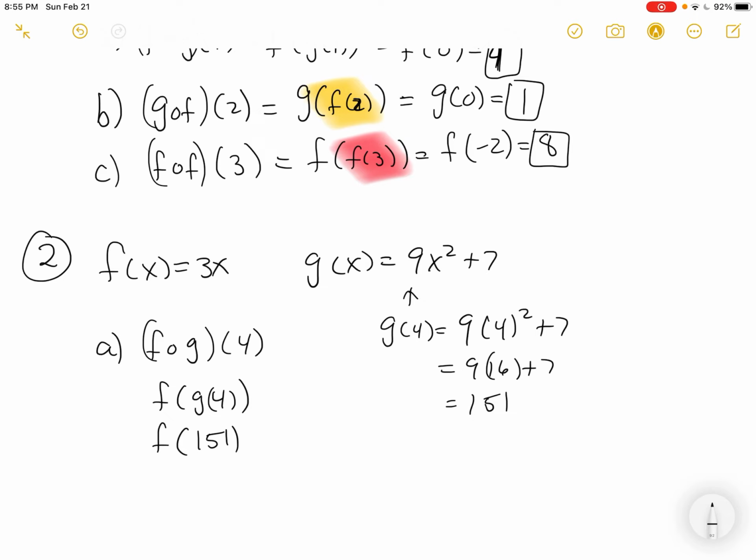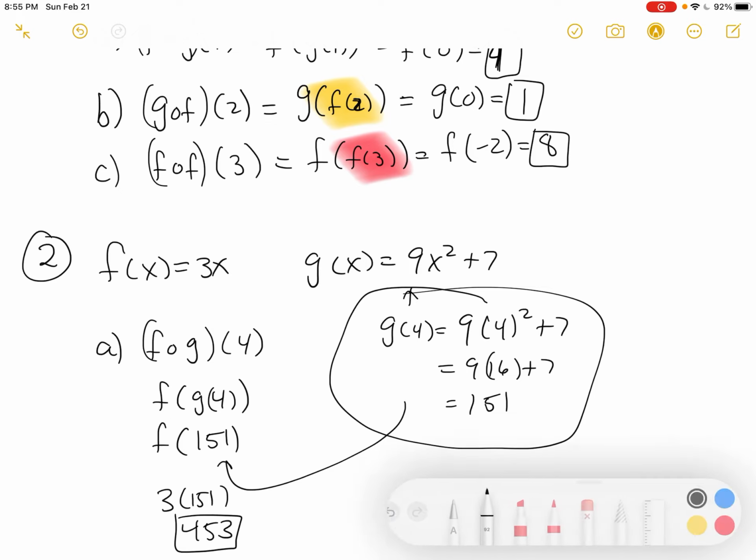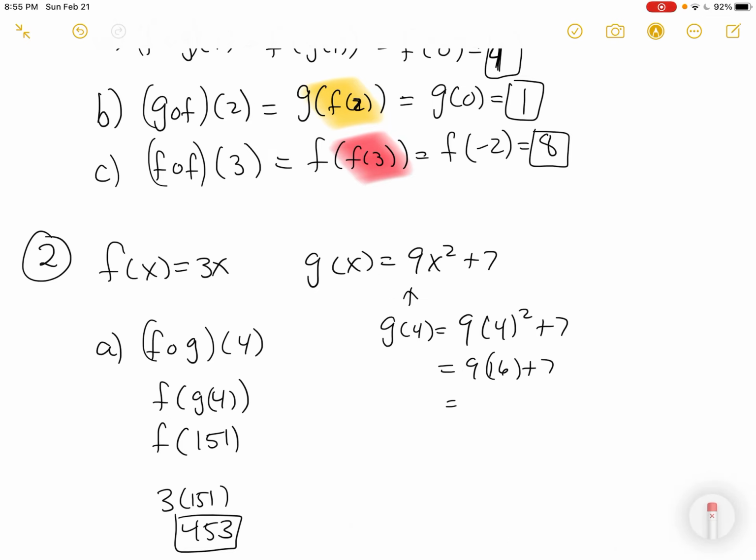So this is all side work over here. This portion right here is side work to figure out what that number is. Now what's f of 151? F of 151 is 3 times 151. And if we take 3 times 151, we get the answer that they'll have as a correct answer, 453. Awesome. Right, there's our work involved there. That's part A. Okay, so notice that we didn't have to actually put the algebra together. We could just do the numbers.